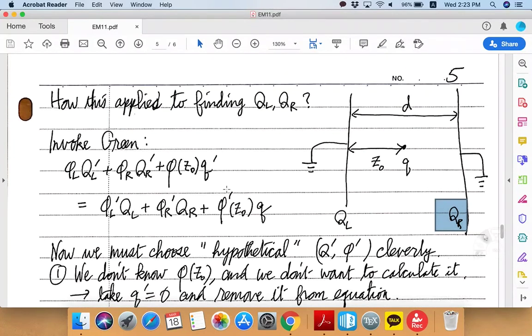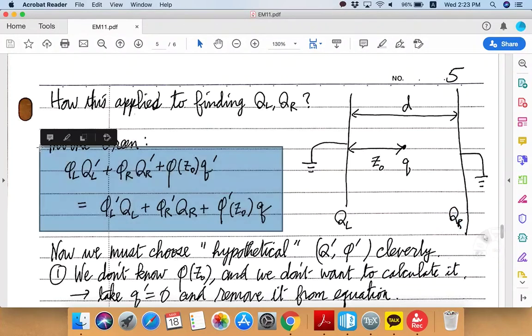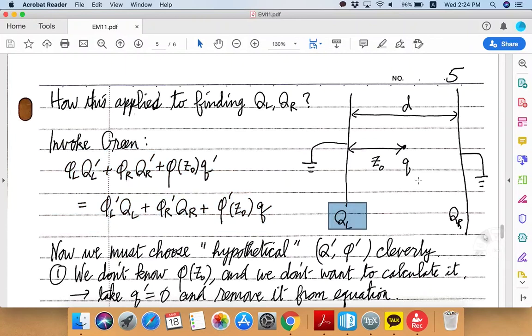And invoking Green's theorem, we can just write down this relation without really knowing what that would really mean. Okay, so here we have a bunch of unprimed variables. The variables without the prime refer to the actual charges and actual potentials in the actual situation we have in mind. And the prime quantities refer to the charges and potentials for the hypothetical situation that we have not yet specified.